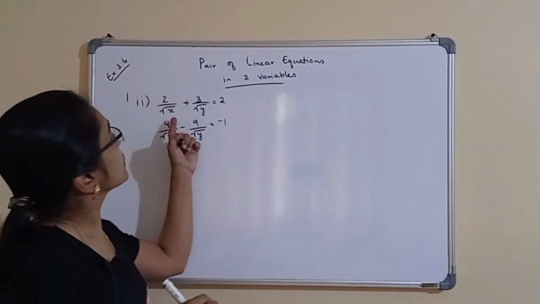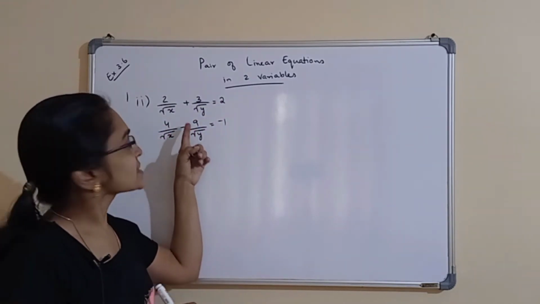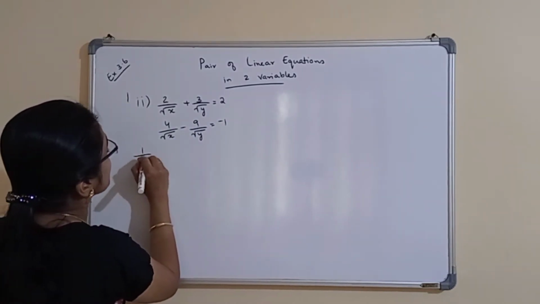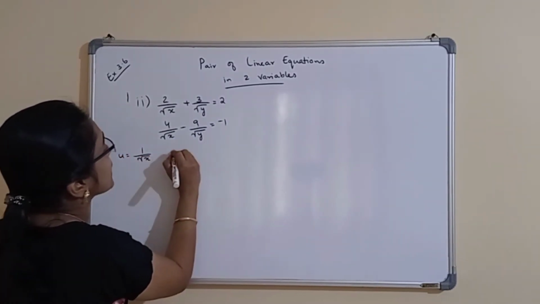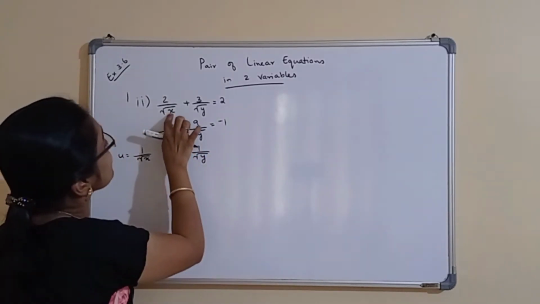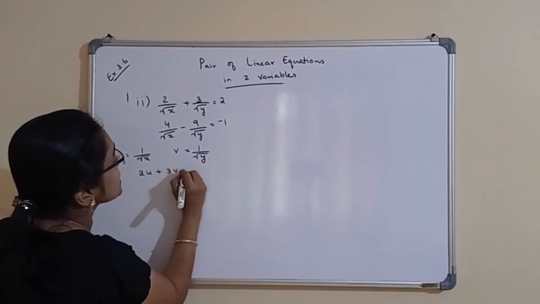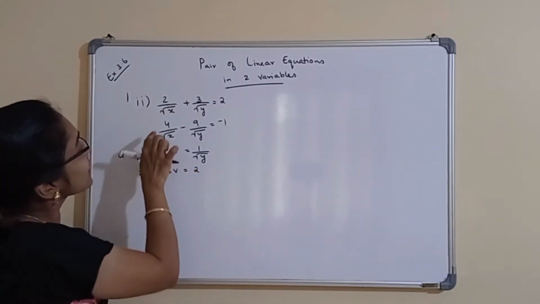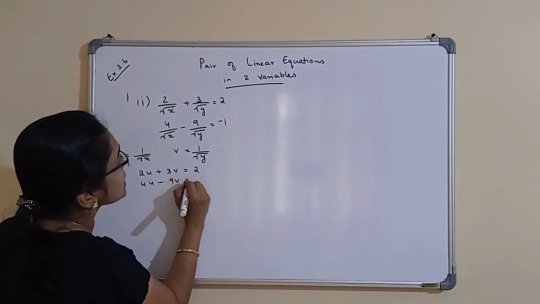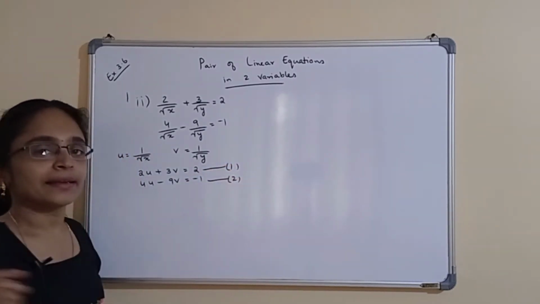Next one, 2 by root x plus 3 by root y equal to 2 and 4 by root x minus 9 by root y is equal to minus 1. So we can take u equal to 1 by root x and v is equal to 1 by root y. So this first equation will become 2u plus 3v is equal to 2. And the second equation will become 4u minus 9v is equal to minus 1. This is the first equation and this is the second equation.